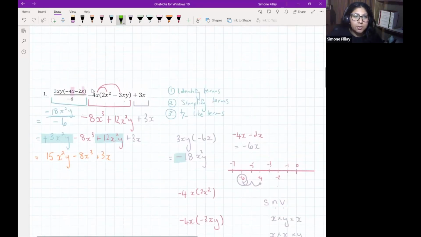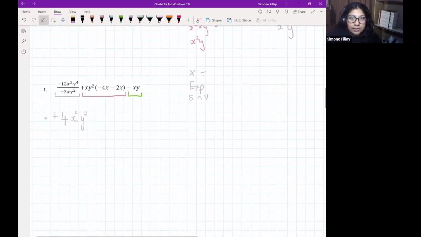If your like terms, ma'am, have exponents that are not the same, but then the variables are the same, is it a like term? No. It's an unlike term. Remember back here, look at x. We have x over here and x over here. But because they didn't have the same exponents, they are not like terms. Yes, ma'am. Okay. Thanks for that question, Itandile.